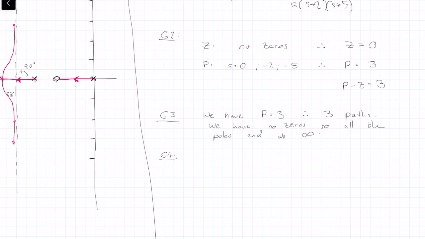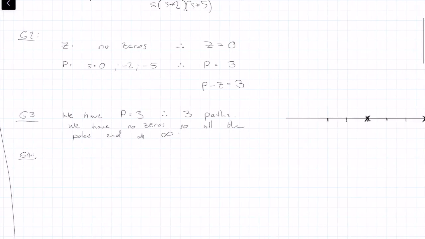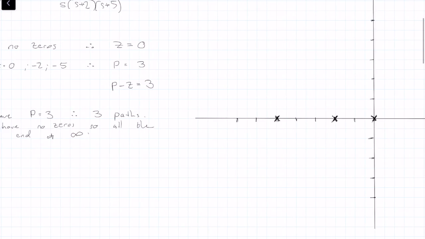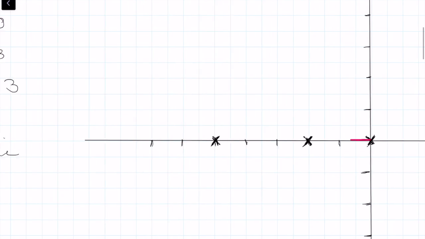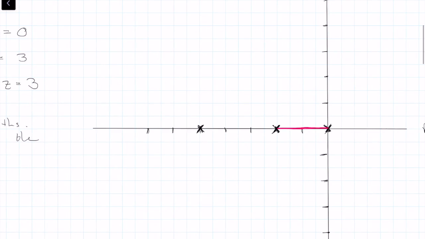And I think guide number 5 actually. Let's see, no, just guide number 4. We can use guide number 4, and we know that the root locus must exist between these 2 poles and must exist on the left hand side of an odd number of poles or 0. So it must exist here as well, and this goes on to infinity because there's nothing to stop it.